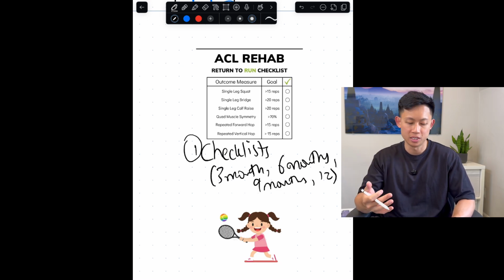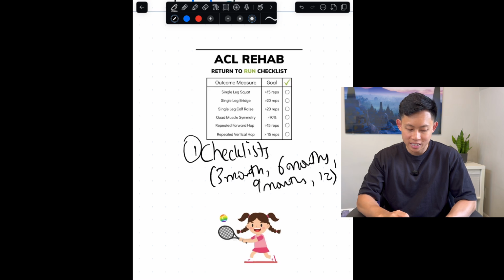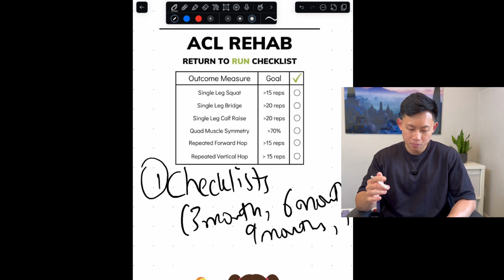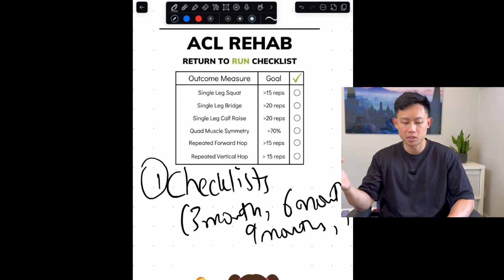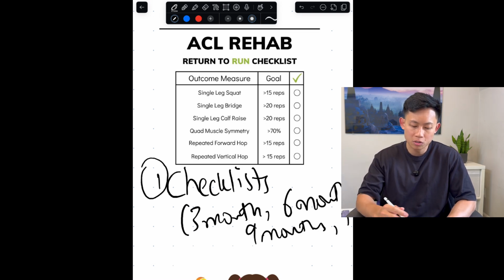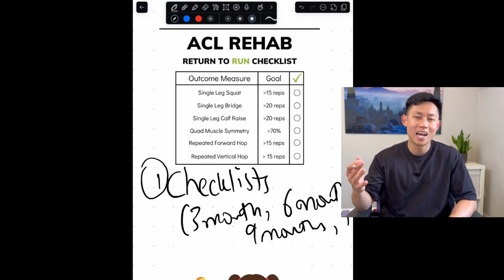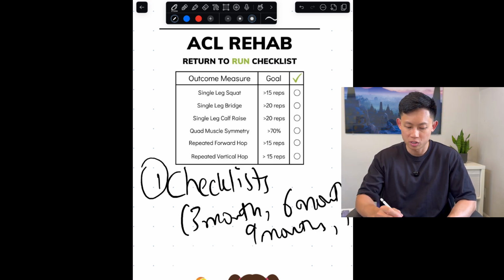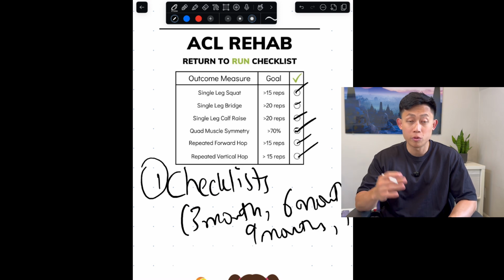It needs new challenges. So for example, this checklist that we've made, this is actually not what I've made, but we use this from one of the researchers in Australia that does a lot of research on ACLs, Mick Hughes. Some of you may know him. He uses this movement checklist, right? Essentially, can your body handle the demands of jogging, right? So we've got the single leg squats, bridges, calf raise, your quad muscles have to hit a certain symmetry, forward hopping, vertical hopping, all with good quality.